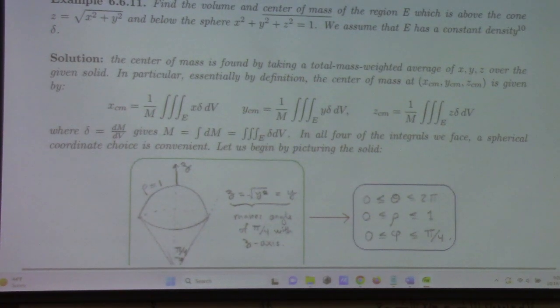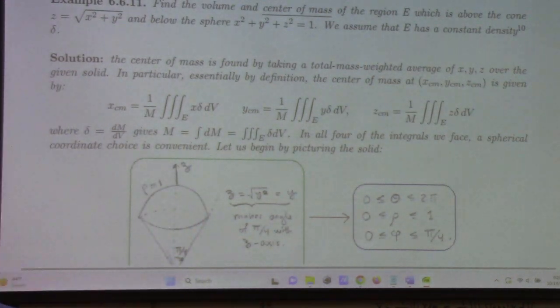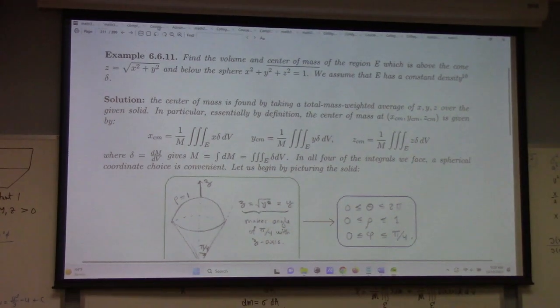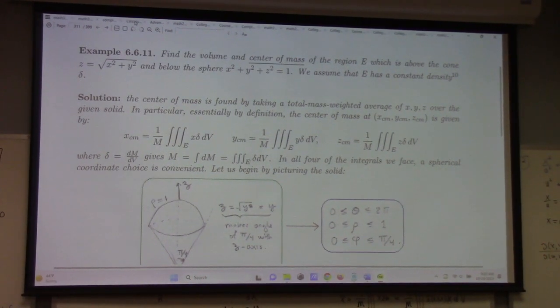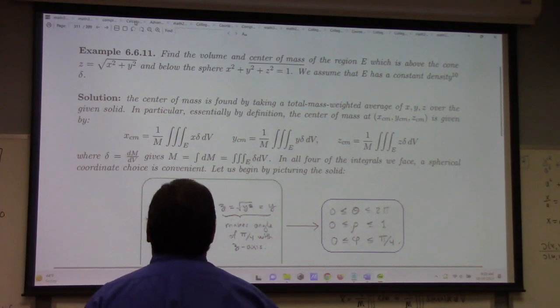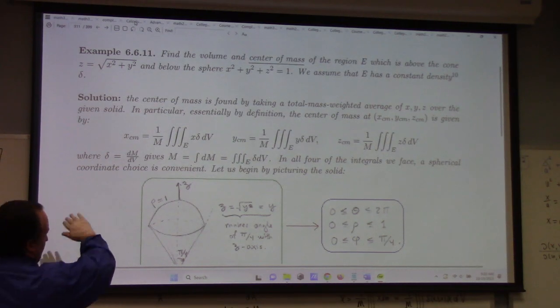So we're going to find the volume and center of mass of the region E. It's essentially the snow cone, all right? But this time not in the first octant alone, but rather all the way around, right? So there's a picture of it. And I'm using the unit sphere for the upper part of the cone.